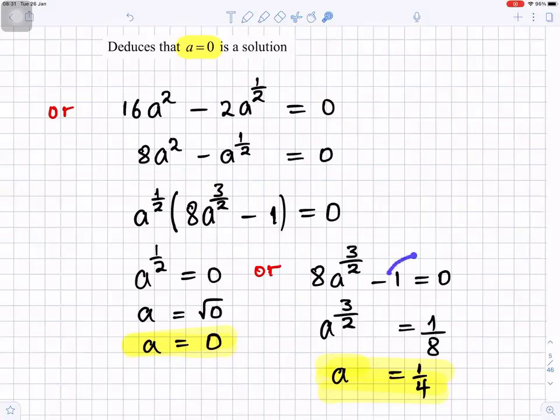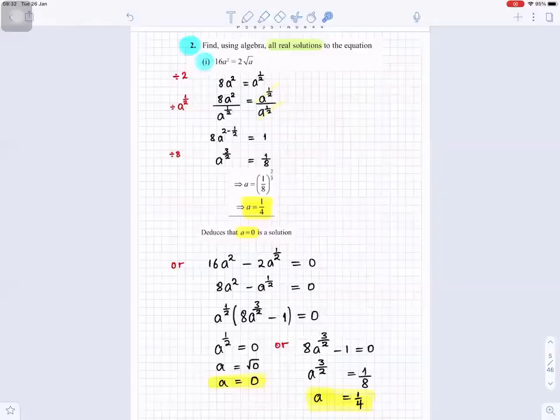You take 1 to the right. So a to the power 3 over 2 is equal to 1 over 8, because you divide by 8. And a would be 1 over 8 to the power 2 over 3, which will give you 1 over 4. So that's the complete solution for question 2. A is equal to 1 over 4, and a is equal to 0.